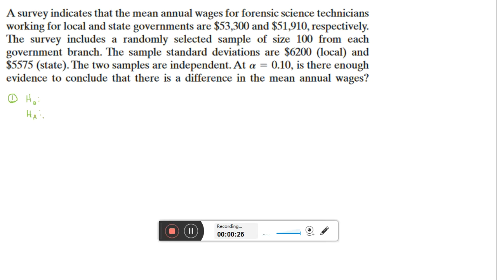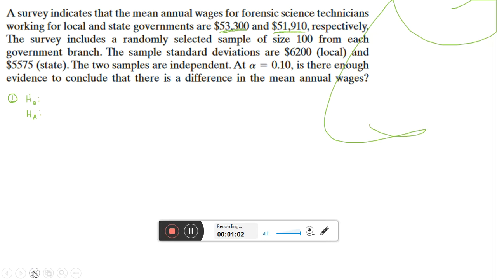If we read the problem, it says a survey indicates that the mean annual wages for forensic science technicians working for local and state governments are $53,300 and $51,910 respectively. That means this number is the local number and this number is the state number. So it's talking about them in order.